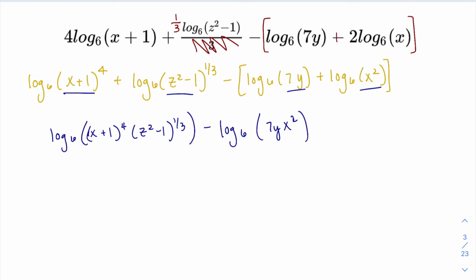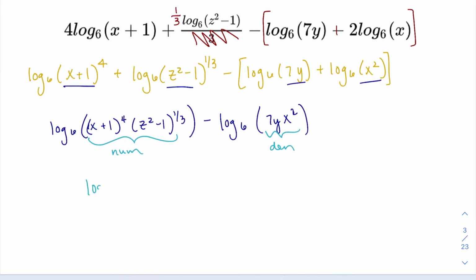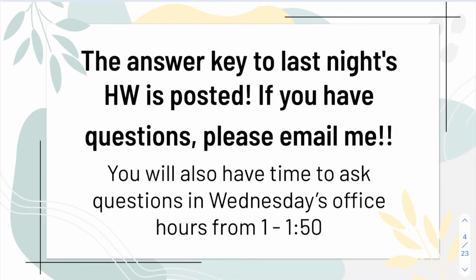When you are condensing, you should only ever have 2 terms left when you do the quotient rule, because what's going to happen is this piece is going to be your numerator and this piece is going to be your denominator. And if you have more than 2 pieces, then you don't just have a numerator and a denominator, you have a problem. Again, as I said, this will be log base 6 of that whole thing will be my numerator, and the other will be my denominator. Okay, and we're done.